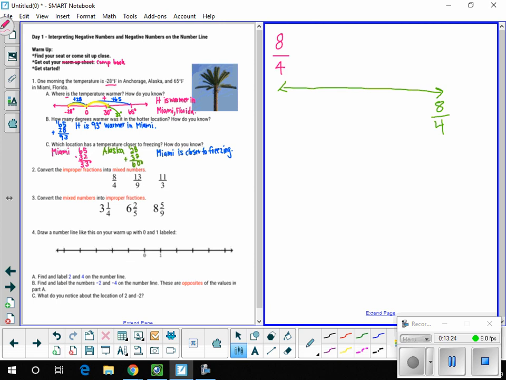So we have 2 parts to this. We have our numerator on top, and we have our denominator on the bottom. So I'm going to use those vocabulary words. It is my goal to figure out how many wholes are part of this, okay? My denominator tells me the size of my pieces, and my numerator tells me how many pieces I have.